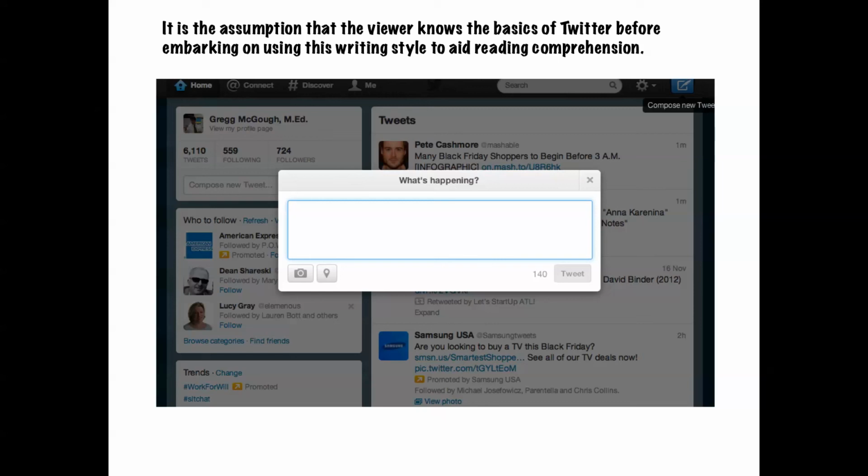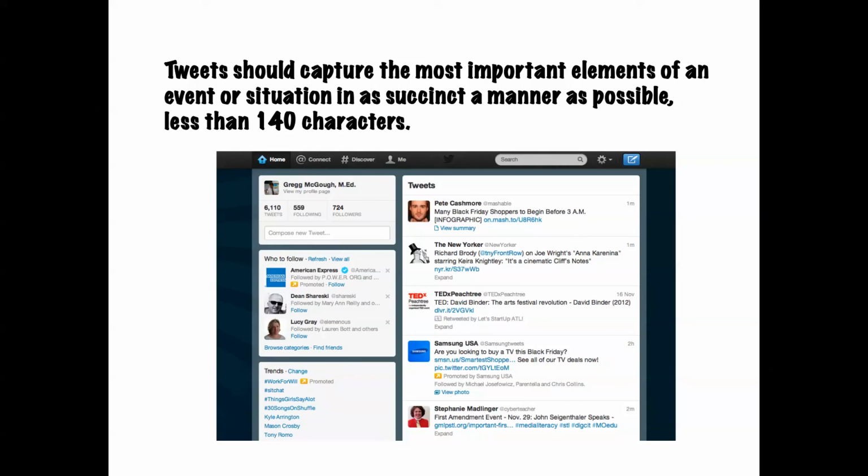And so as we all know, if you're on Twitter, basically users log on to the site, they have followers, and they follow certain people, and everyone is answering the same question, and that is the question, what's happening? It could be what's happening in your life, what's happening at a football game or a baseball game, what's happening at a concert. People are tweeting out the details of their lives, and followers are able to follow and comment back, and it creates this wonderful dialogue between people. And so we are asking that tweets capture the most important elements of a situation in as succinct a manner as possible.